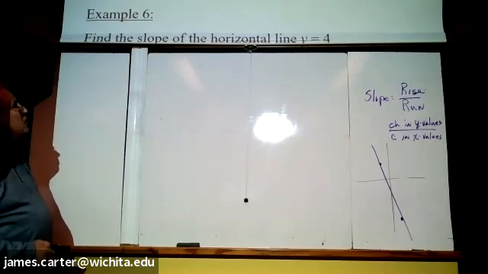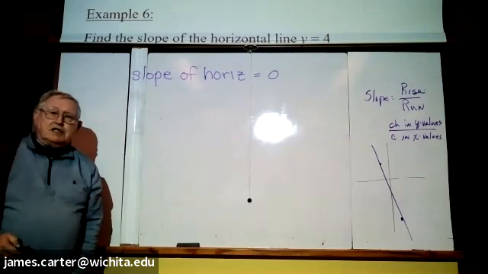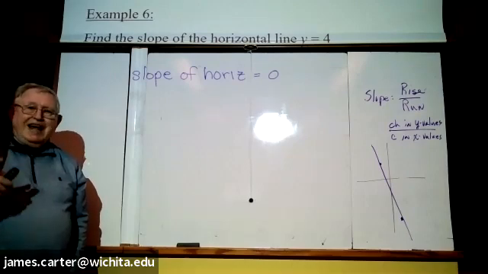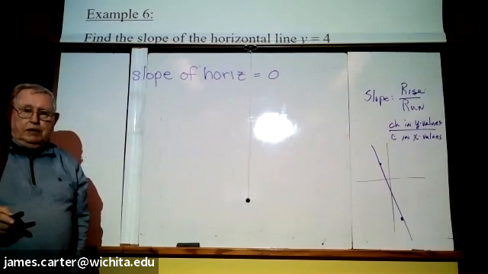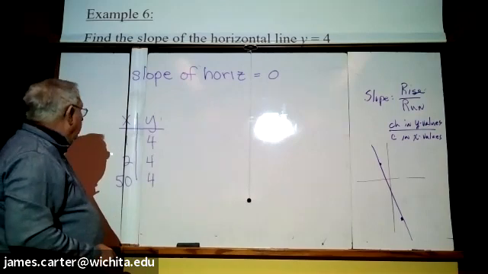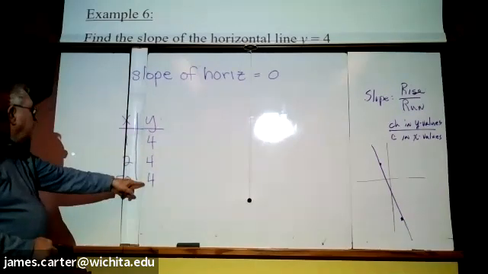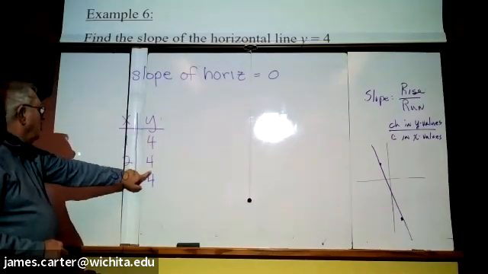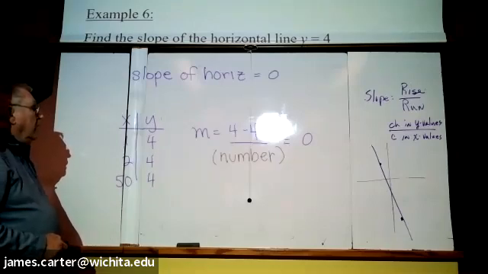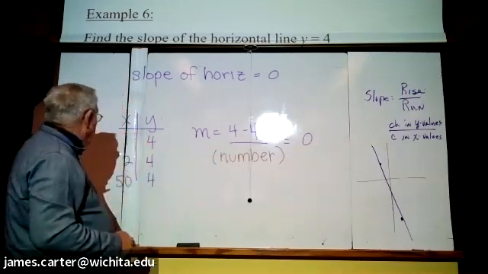Okay, find the slope of this horizontal line. Well, the slope of all horizontal lines is 0. Do not ever use the phrase no slope. Just simply say the slope of the horizontal line is 0. Okay, here's some graphs of this. As you see, Y is always 4 no matter what X is.